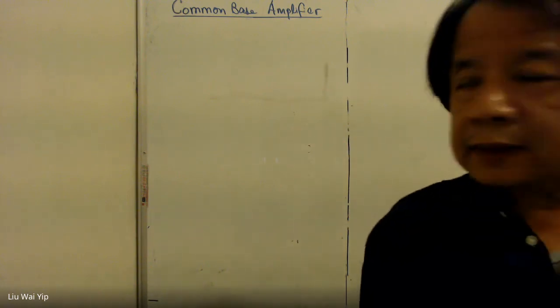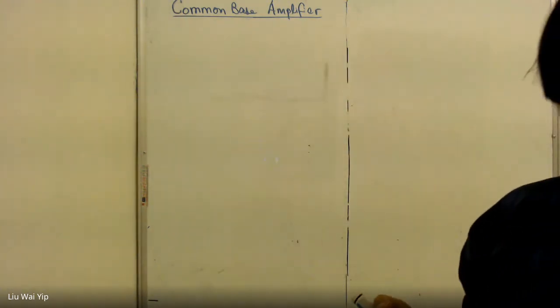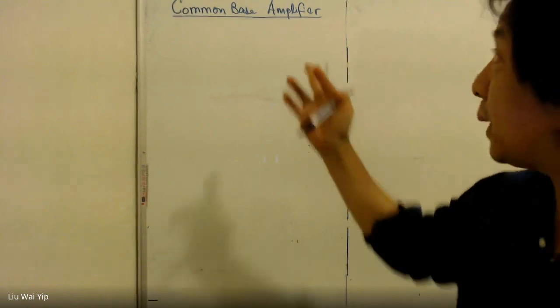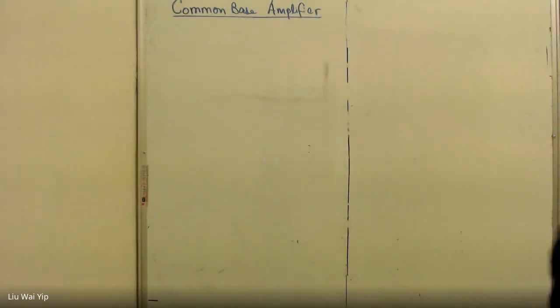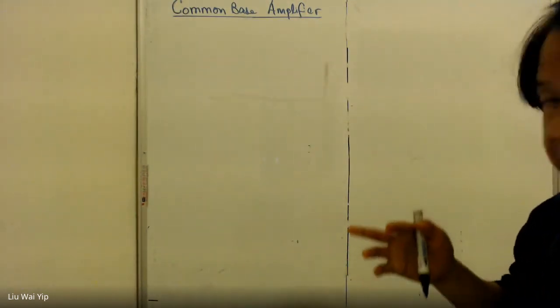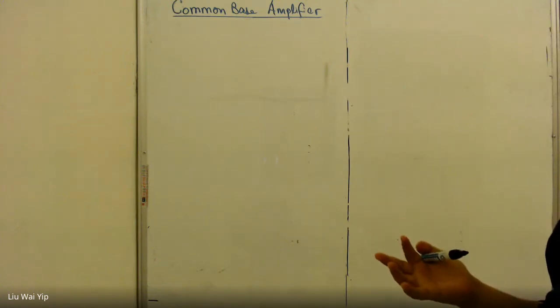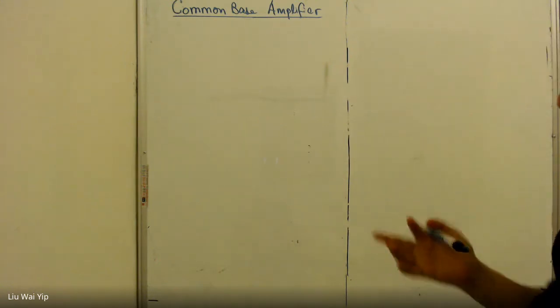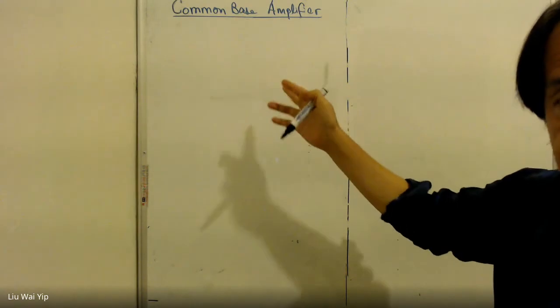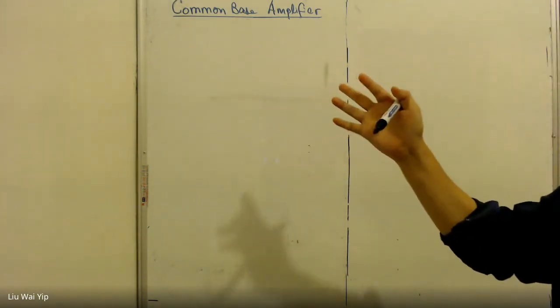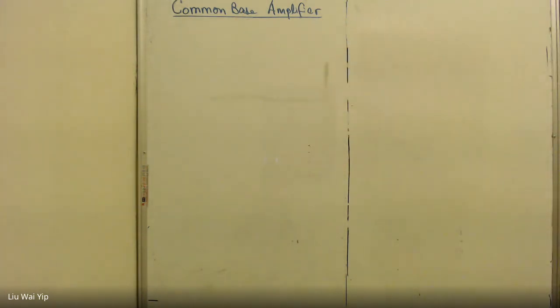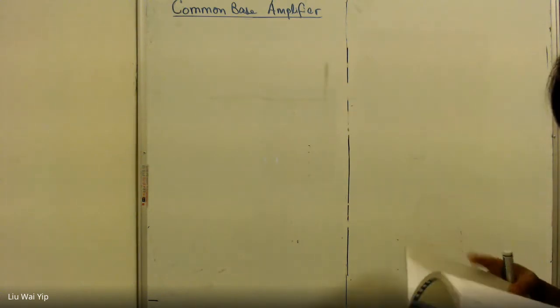Hello everyone, this video is about the common base amplifier. The common base amplifier is the bipolar junction amplifier with the base terminal shorted to AC or DC ground, okay?